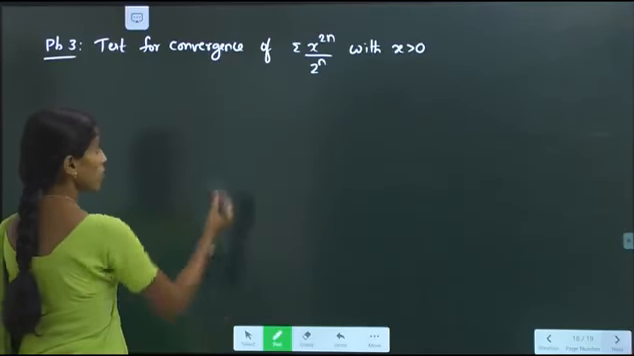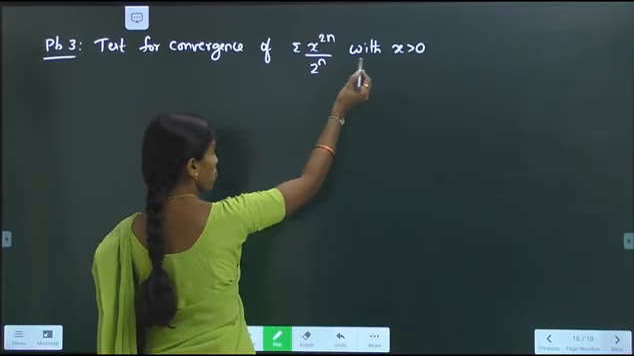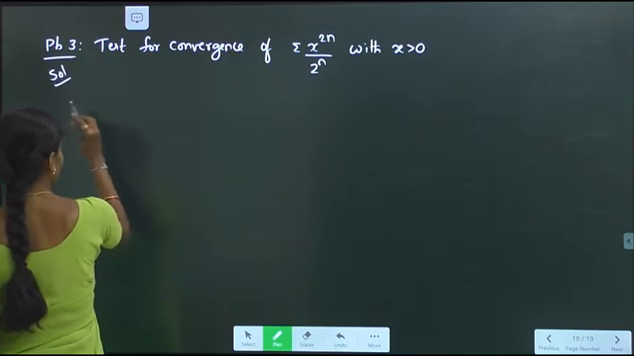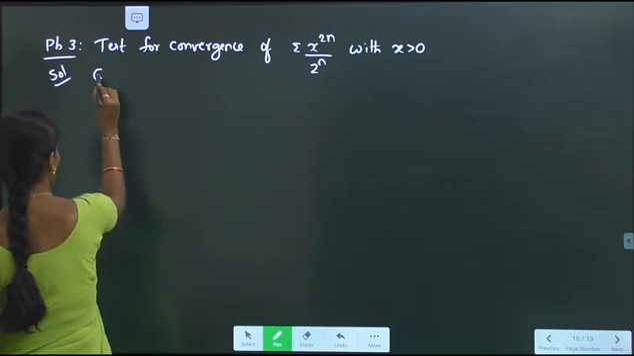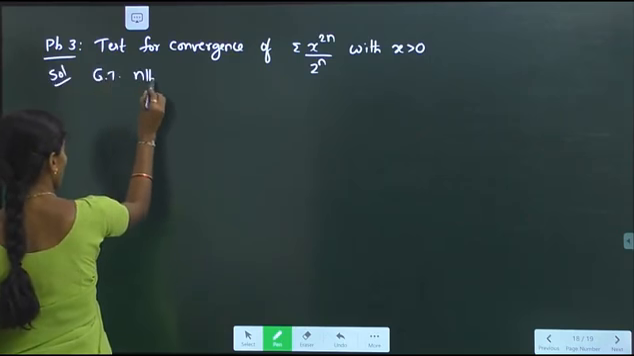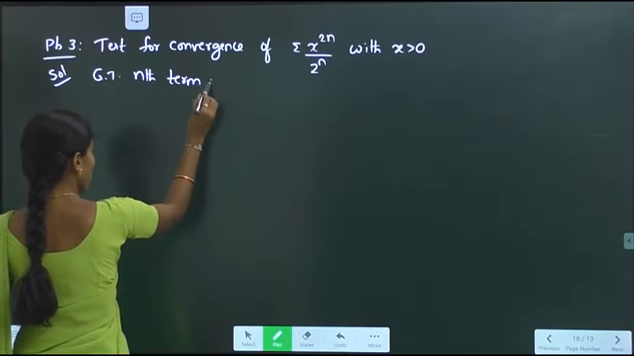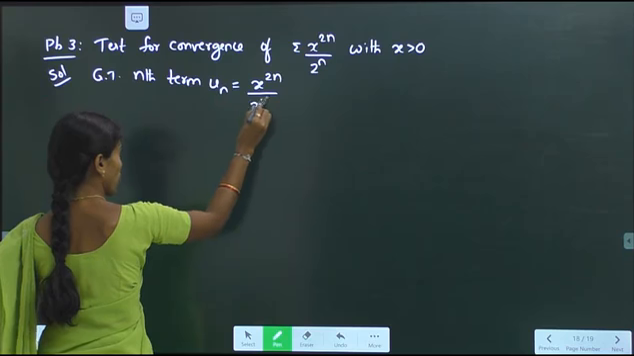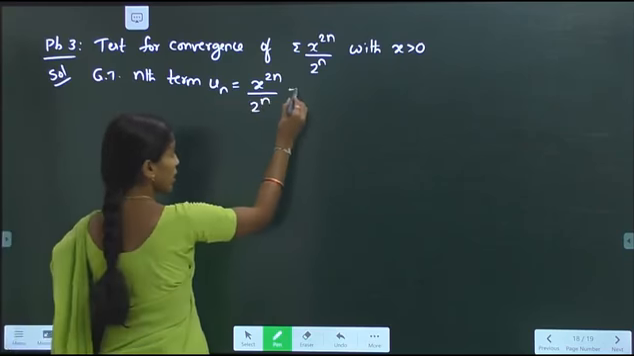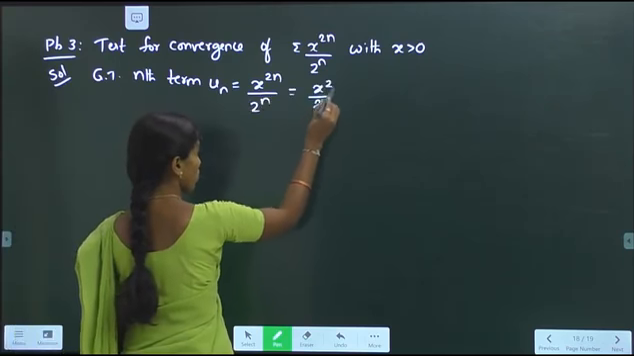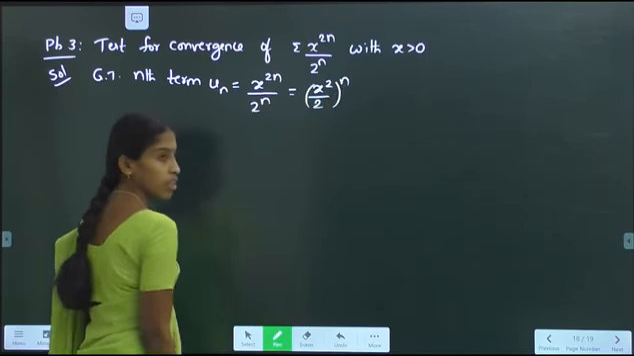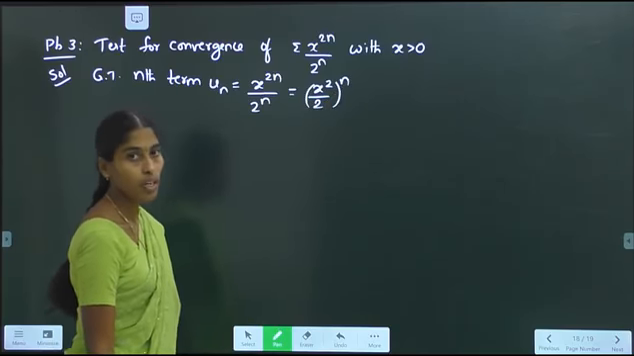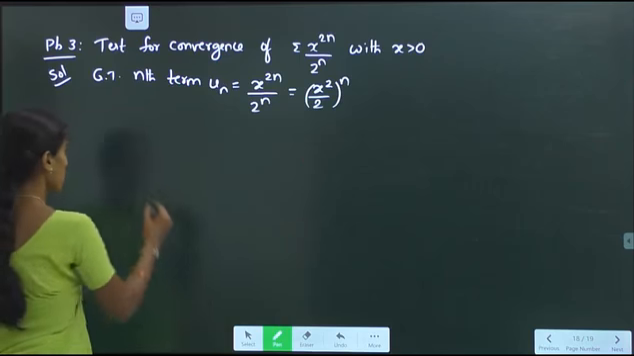The next one, test for convergence of sigma x power 2n by 2 power n with x greater than 0. So what is the nth term? The nth term un is equal to x power 2n by 2 to the power n. It is like x square by 2 whole to the power n form. Because un consists of nth power as a whole, we apply Cauchy's nth root test.